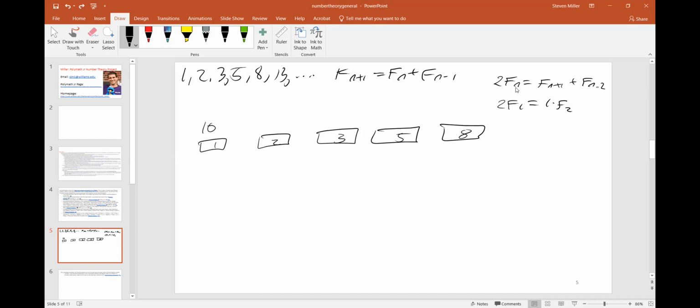So if I have two pieces on one of the bins, so my bins are 1, 2, 3, 5, 8, and so on, the Fibonacci numbers, I can replace 2 on bin n with 1 on bin n plus 1 and 1 on bin n minus 2. I have to be a little bit careful because I don't have bins below 1. So if I have 2 on the 1 bin, that's the same as 1 on the 2 bin. And the other thing I can do is I can replace F_n and F_(n-1) with an F_(n+1).